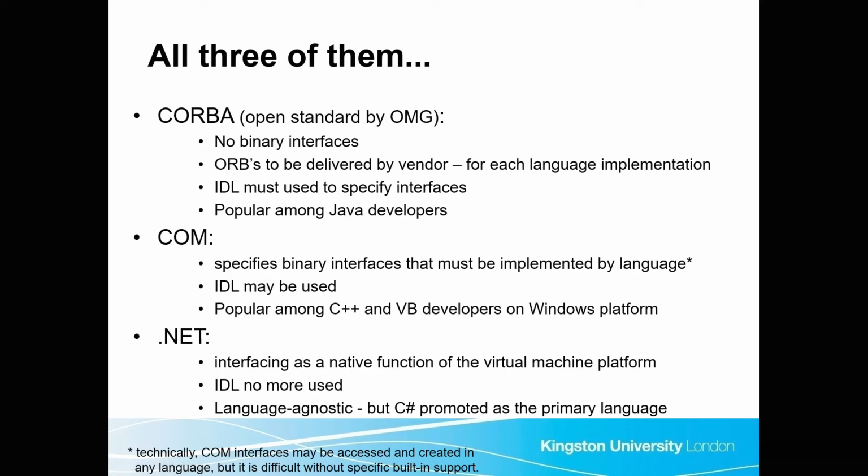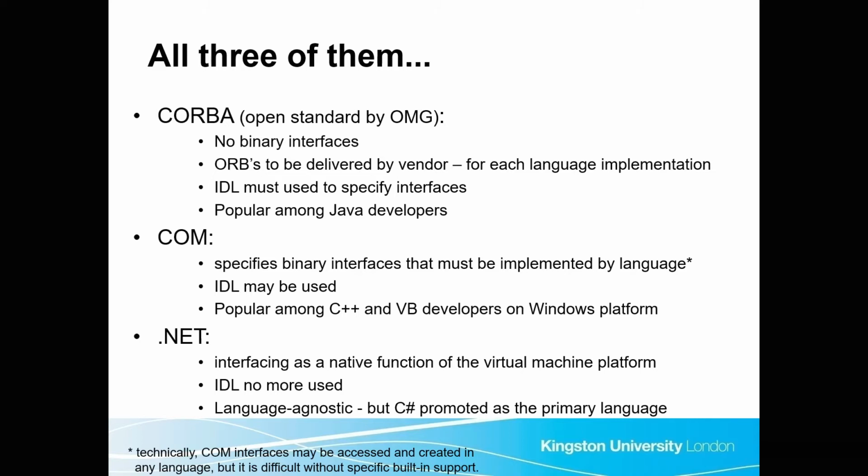Looking quickly at all three of them, CORBA, COM, and .NET. CORBA, an open standard by OMG, a consortium of companies, had no binary interfaces. ORBs had to be delivered by vendors for each language implementation. IDL was a must, and it is still very popular among Java and Python developers.